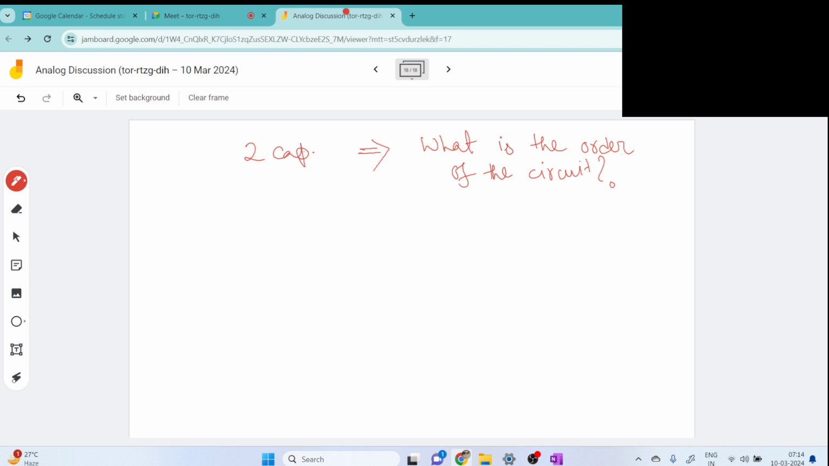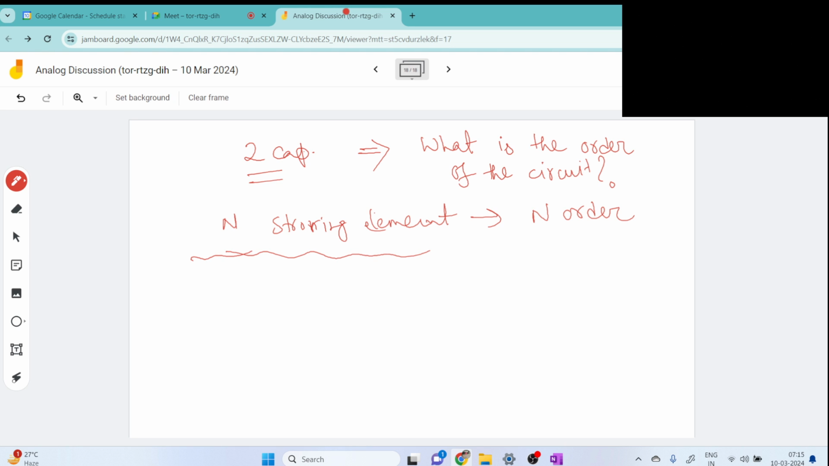We know that if we have n storing elements, the circuit will be an nth order circuit. Here we have two storing elements, so the order will be 2. Actually, this is not the case. I have written a wrong statement.